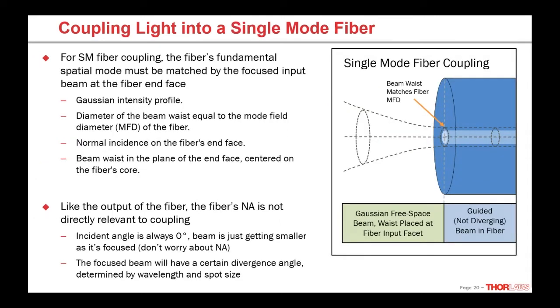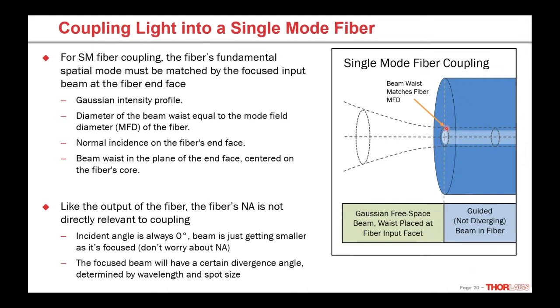In the single mode fiber model, this is the opposite of the output of the fiber. That fiber is looking for light with a certain mode fill diameter and a certain roughly Gaussian intensity profile at that input facet. All that matters for the light to couple into that fiber waveguide is that we present the fiber with the correct spatial intensity profile, the correct diameter, perfectly aligned at that fiber end face with the end of the fiber core.